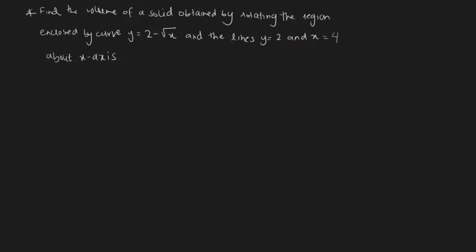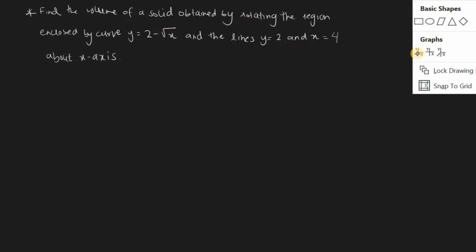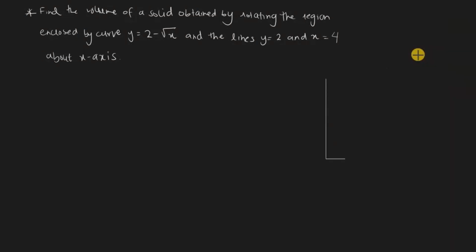Alright, so to solve this problem, first of all, we're gonna have to draw the graph over here. Okay, so this is the axis, x-axis, y-axis, and first we have an equation over here, 2 minus square root of x. It's a square root equation, as you guys can see. There's a square root over here, and if you don't know how to draw the square root equation, then let me just do a quick refresher.